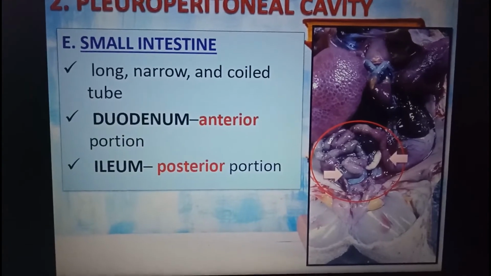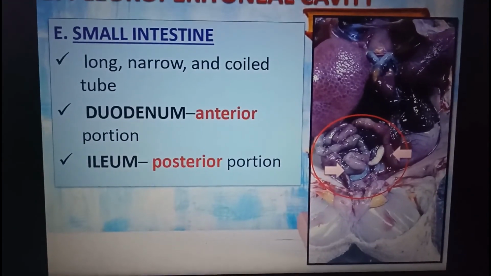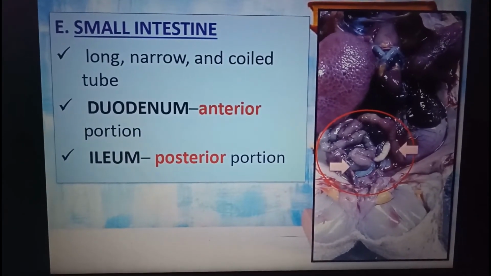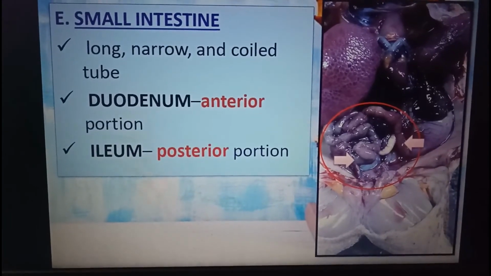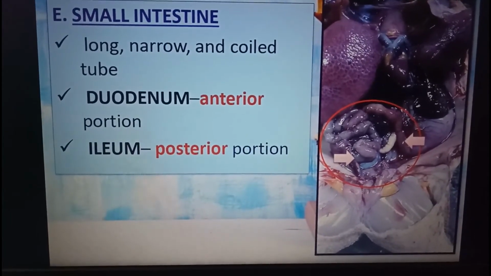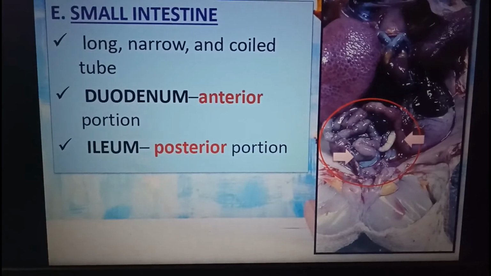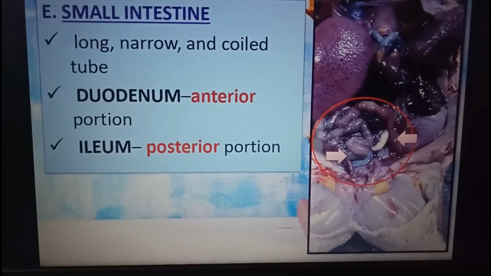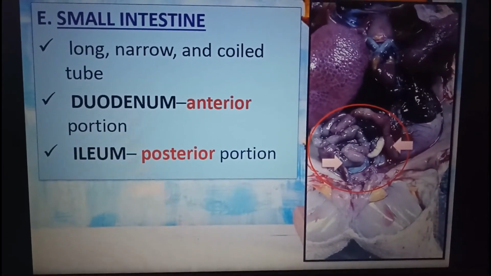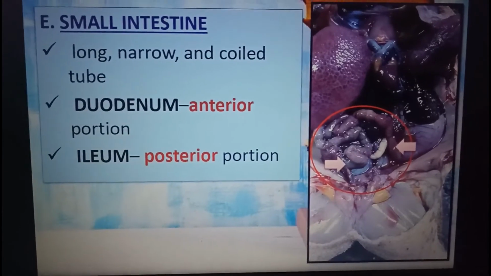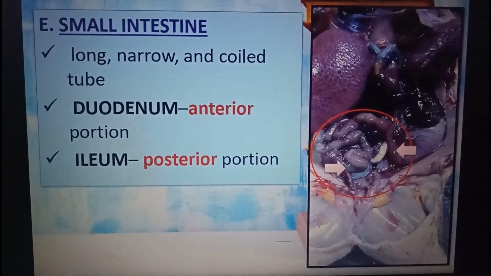Now, another part of the digestive system is the small intestine, which is a long, narrow, and coiled tube composed of the duodenum and the ileum. So the duodenum is the anterior portion, while the ileum is the posterior portion. The small intestine is also comprised of villi, which maximize the absorption of different nutrients from the food we eat.